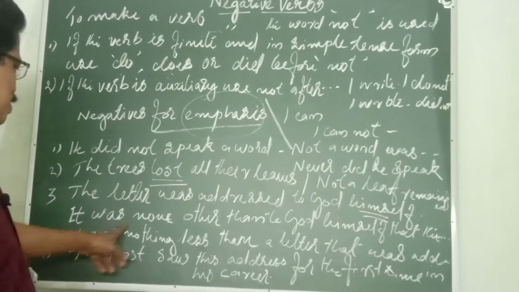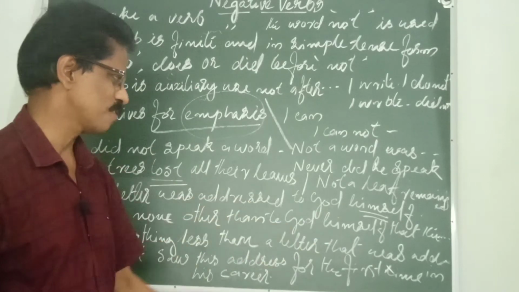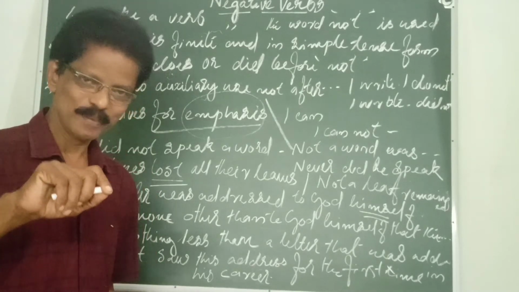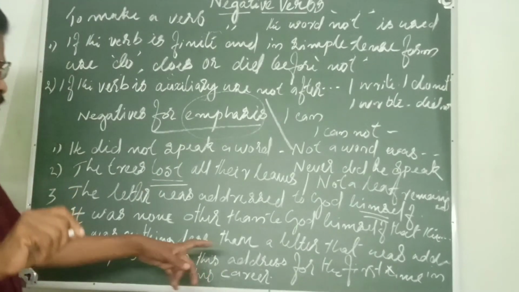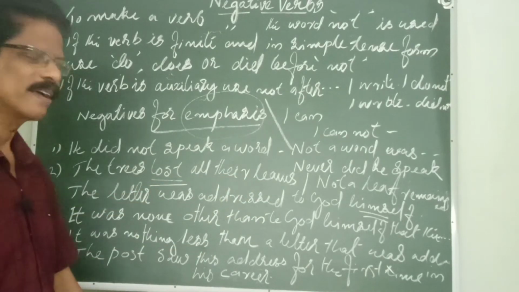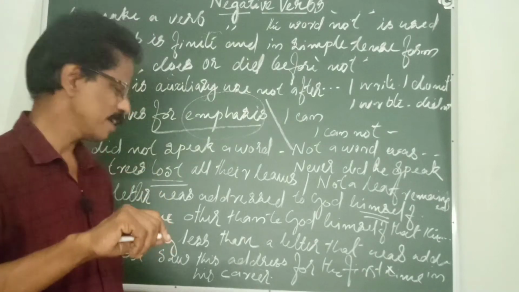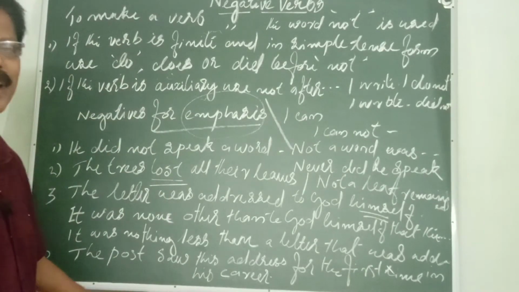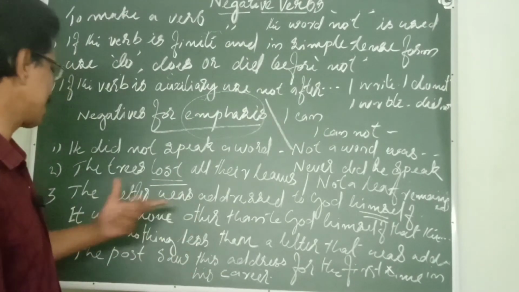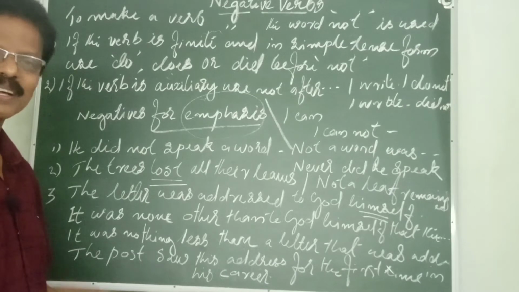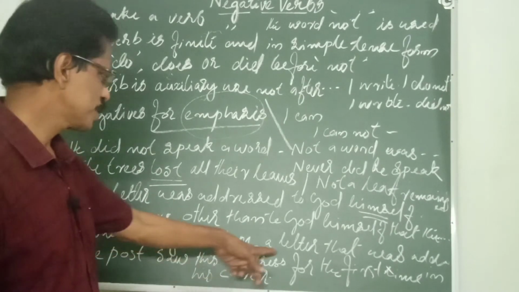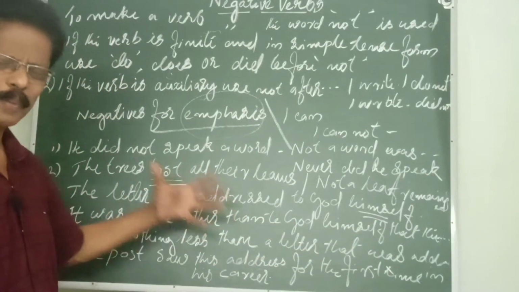It was none other than to God himself that he addressed the letter. It was none, means nobody other than to God himself that he addressed the letter. It was to none other than God himself that he addressed the letter. Or you can say, it was nothing less than a letter. So, he wrote nothing less than a letter that was addressed to God himself. It can be told in both ways.